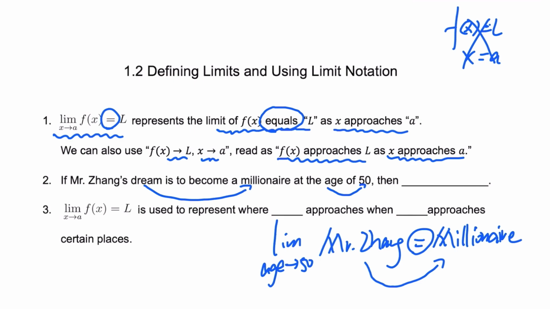And then before we dive into real math, there's one more thing we should keep in mind about this limit notation. It is used to represent where the f of x approaches when x approaches certain places. This f of x represents output and x represents input, which means the value we have on the right hand side of the equation is the value for output, and where x approaches should be underneath this limit sign. That's how we write the limit notation.